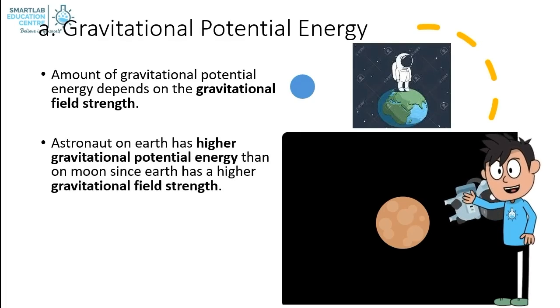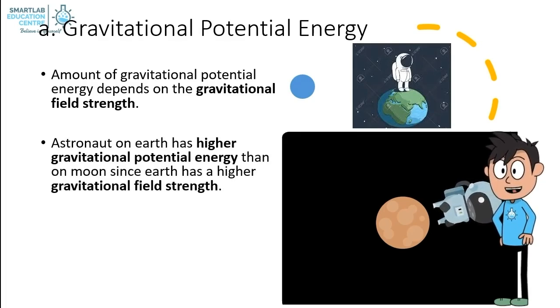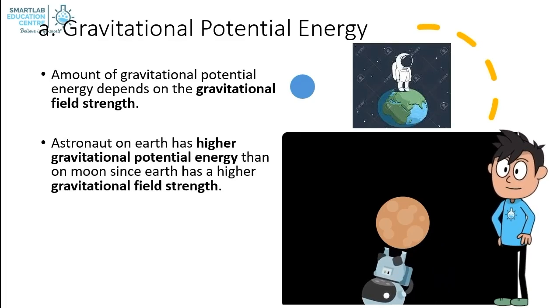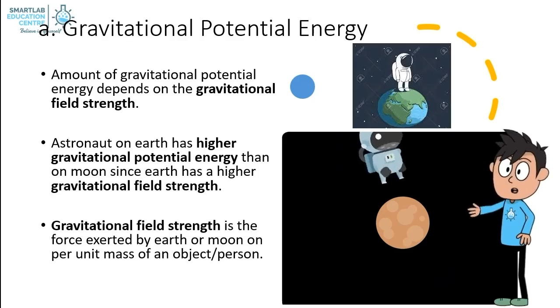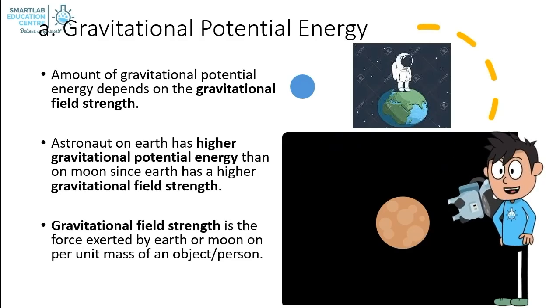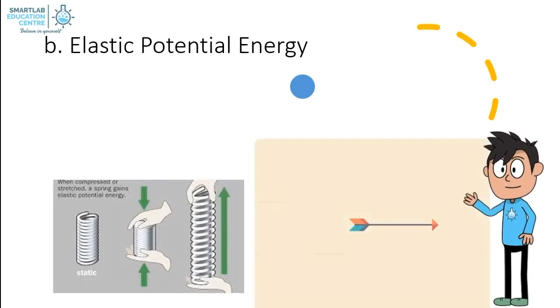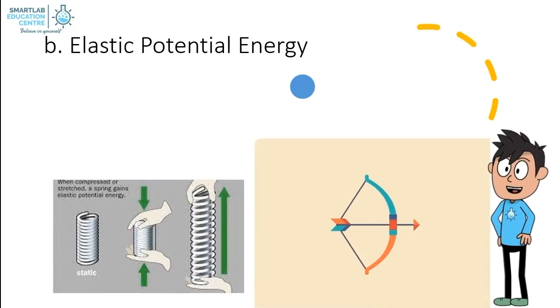An astronaut on Earth has higher gravitational potential energy than on the Moon, since Earth has a higher gravitational field strength. Gravitational field strength is the force exerted by Earth, or Moon, per unit mass of an object or person. Now, let's take a look at elastic potential energy.